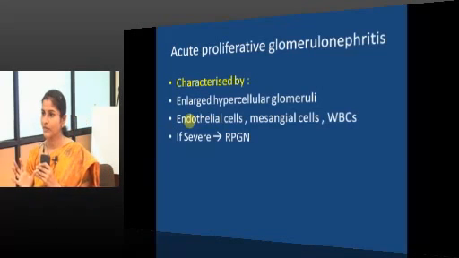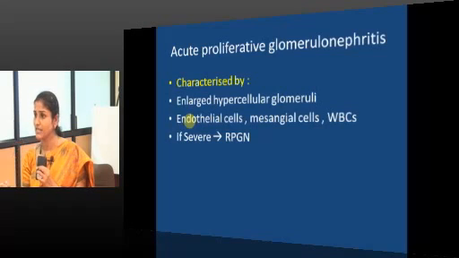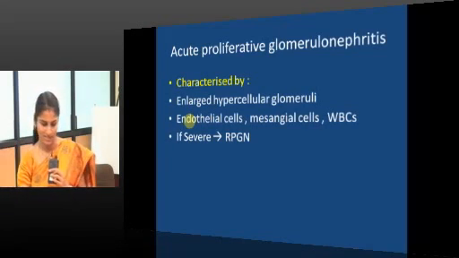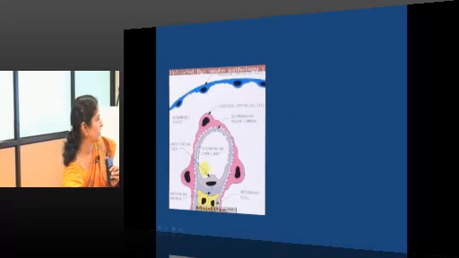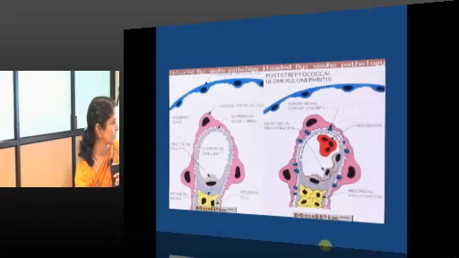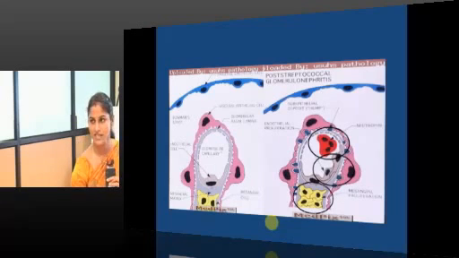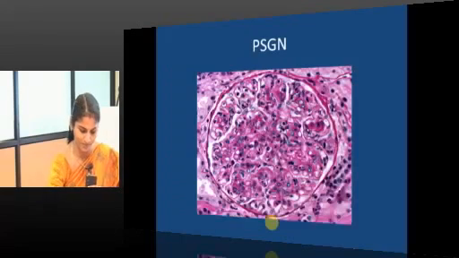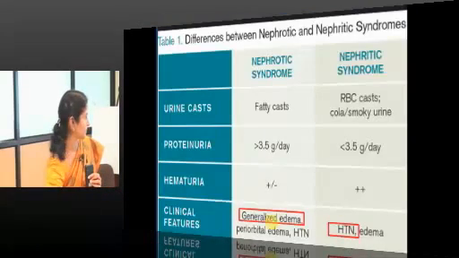It is characterized by enlarged hypercellular glomeruli with proliferation of the mesangial cells, endothelial cells and epithelial cells. If severe, this can go on to RPGN. So, this is the glomerular capillary lined by endothelial cells resting on a basement membrane, surrounded by visceral epithelial cells. You can see there is hypercellularity of the endothelial cells, mesangial cells and infiltrating leukocytes. So, this is the hypercellular glomerulus in PSGN.